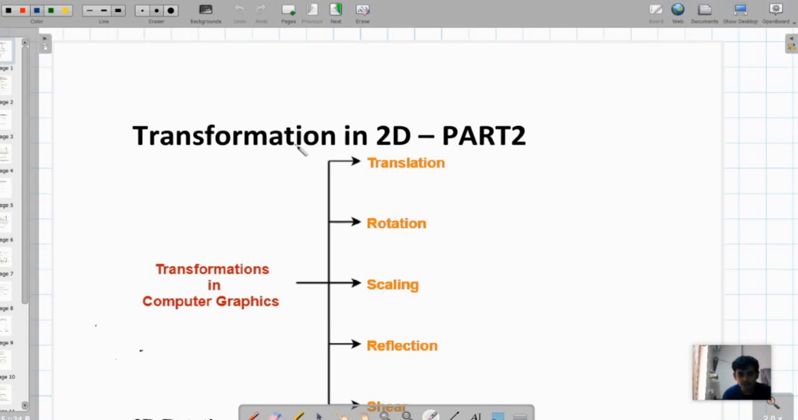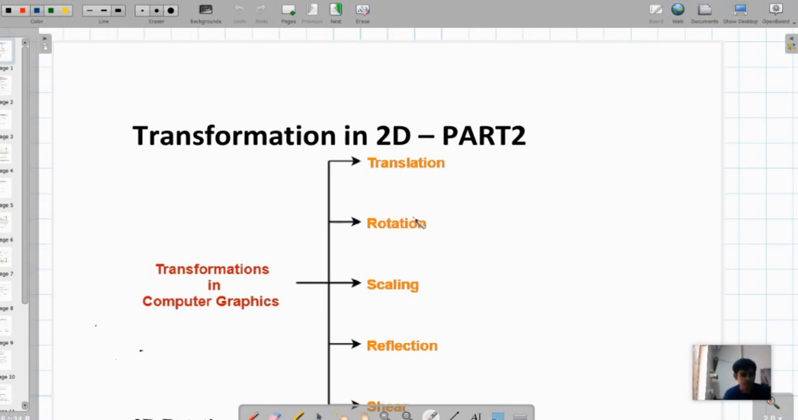Since the previous live session, we have been discussing transformation in two dimensions. During the previous day, we have discussed homogeneous coordinates, what they actually are, and how to apply them in computer graphics to get a generalized form for different transformation matrices. Then we discussed translation. Today we are going to discuss rotation at first.